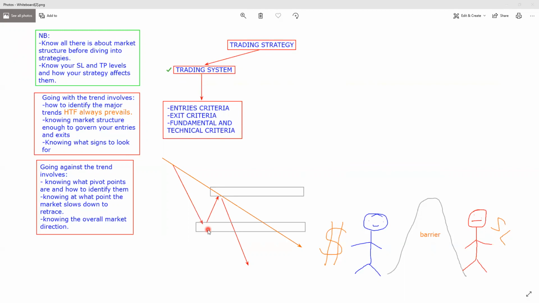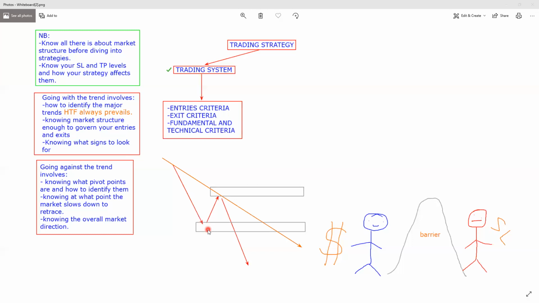Secondly is knowing what signs to look for. This one I've already talked about, but I'll re-emphasize it. What are you looking for? What is your system? What rules does your system have in terms of going with a trend? What will govern how you identify the trend, what will govern your entries, and what will also govern your exits? Because the trend can be a double-edged sword, of course. So it all depends on your approach.